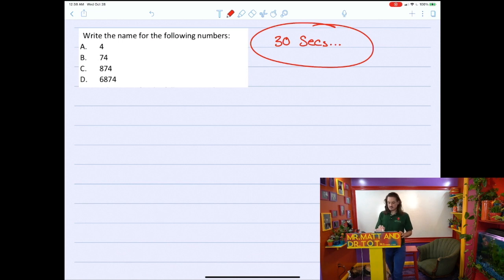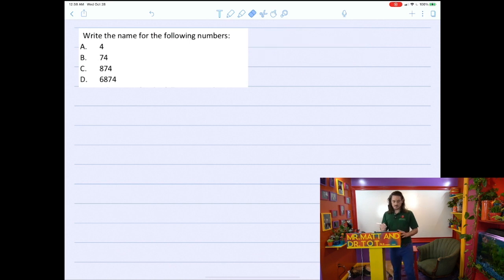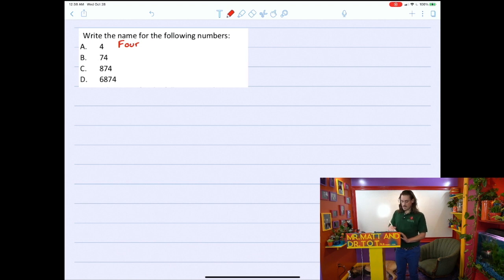Okay, so let's look at these 4 numbers. First of all, and it's kind of coincidental, the first number is 4, so F-O-U-R, 4. Then we have 74. This name's going to be hyphenated because we have a tens and a ones digit here. So we have 74, so write out 70 hyphen 4. C, we have 874, so start with 800. And then 70 hyphen 4.